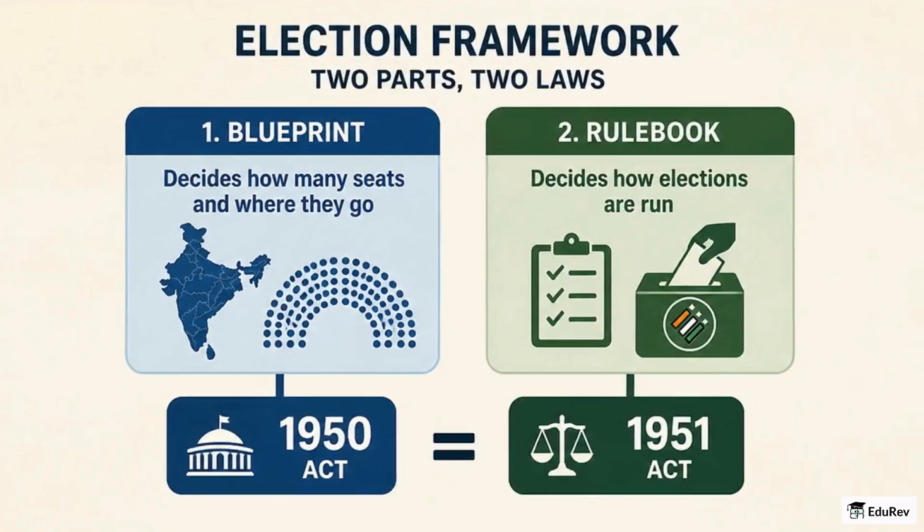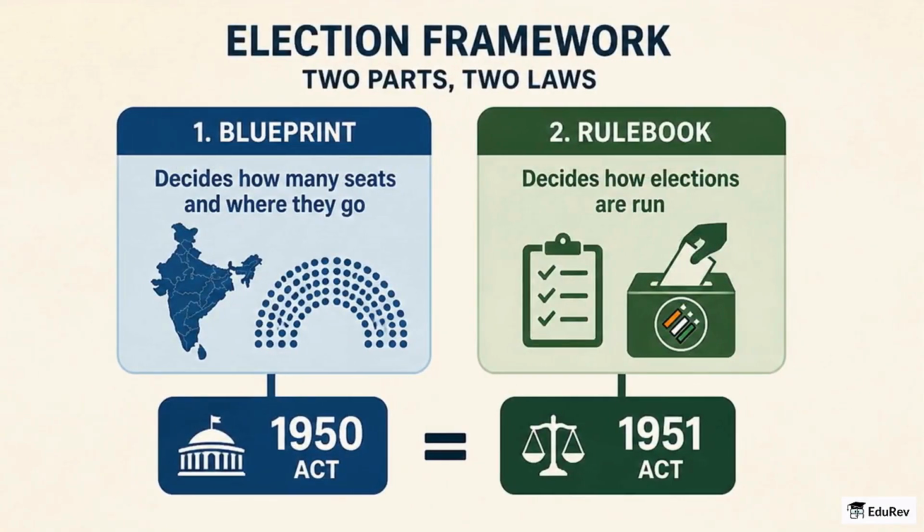Think of the election framework as two parts: a blueprint that decides how many seats and where they go, and a rule book that decides how elections are run. The 1950 Act sets the blueprint, and the 1951 Act supplies the rule book.